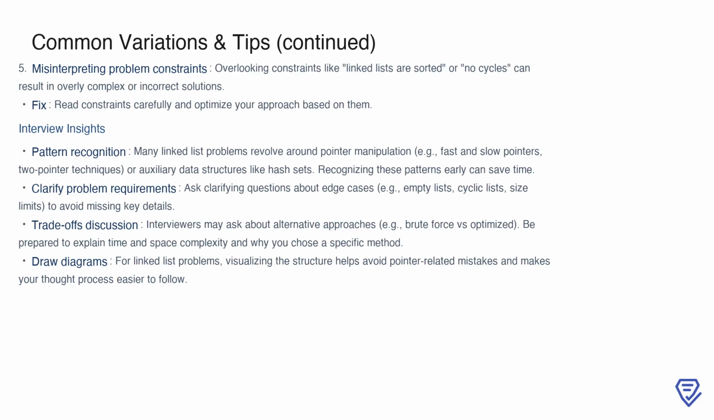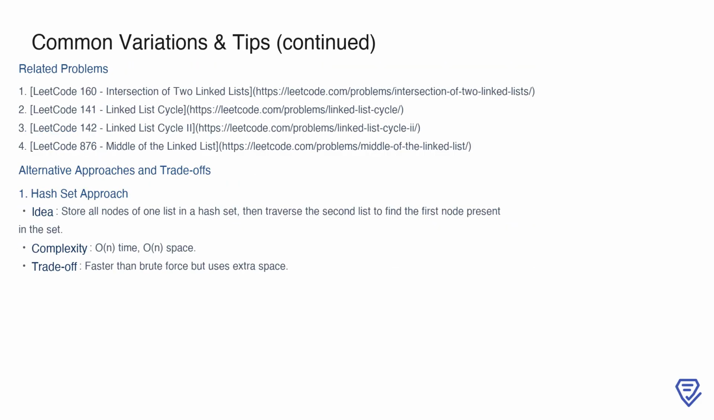Finally, drawing diagrams is an invaluable tool for linked list problems. Visualizing the process helps you avoid mistakes with pointer manipulation and also makes it easier for the interviewer to follow your thought process. To deepen your understanding of linked list problems, you might want to explore related challenges. For example, LeetCode 160, the problem we're discussing, focuses on finding the intersection of 2 linked lists. LeetCode 141 and 142 deal with detecting cycles in linked lists, while LeetCode 876 helps you practice finding the middle node of a list. These problems often share similar techniques, so solving them can build your intuition.